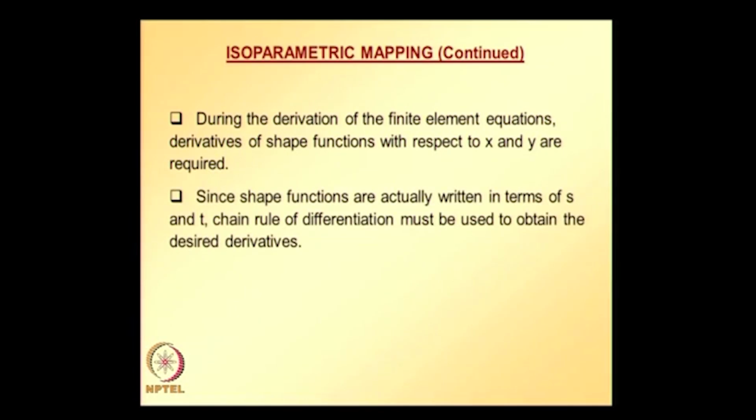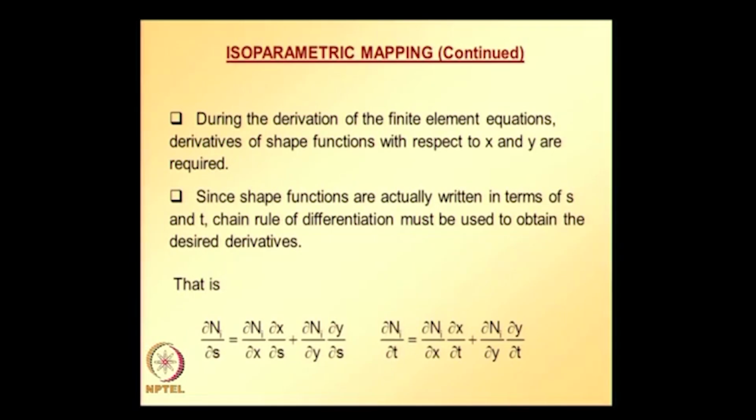Since shape functions are actually written in terms of s and t, chain rule of differentiation must be used to obtain the desired derivatives, that is, partial derivative of Ni, where i takes values depending on the number of nodes that a particular element has. So, partial derivative of shape function with respect to s can be written as partial derivative of shape function with respect to x times partial derivative of x with respect to s plus partial derivative of shape function with respect to y times partial derivative of y with respect to s.